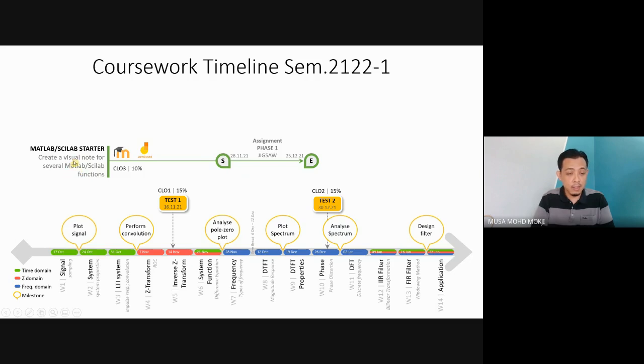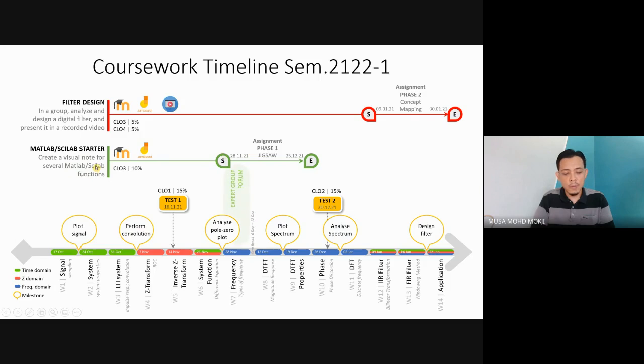Okay, this is coding. And the second phase is you need to do some filter design, because after you learn something on MATLAB coding, you need to code to do a filtering. So the first phase is 3 weeks, and then the second phase is also 3 weeks. We'll go through this in detail later.